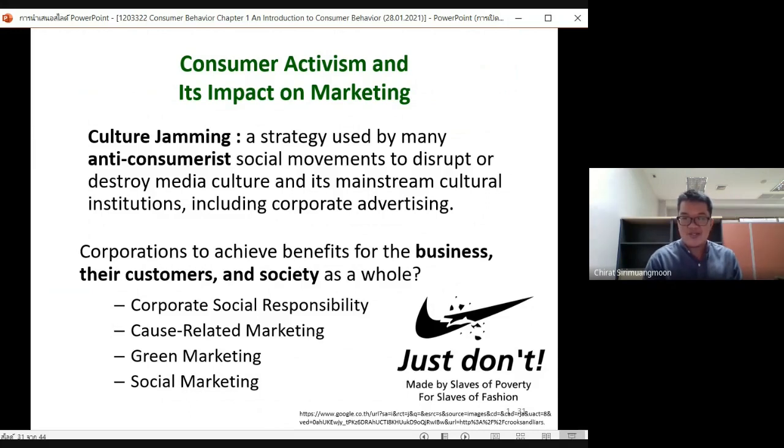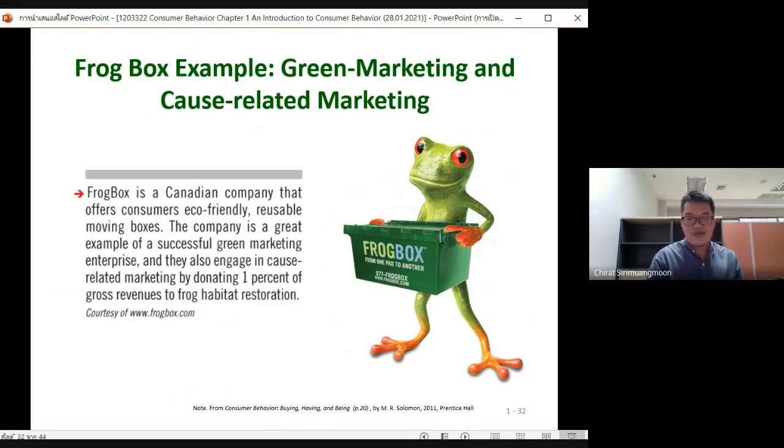Like some company just donates the blanket, donates the food when you have a disaster. So it can help the image of the product better as well. Or you can have the cost related marketing, green marketing and social marketing. So I have this good example for green marketing and cost related marketing in Canada.